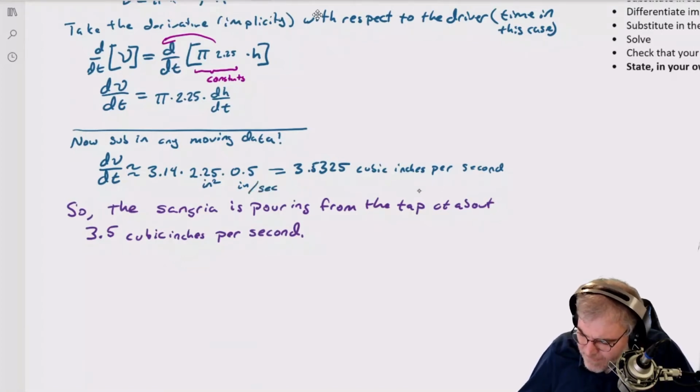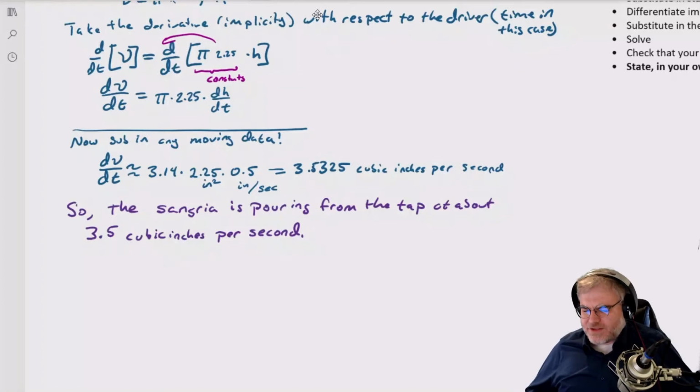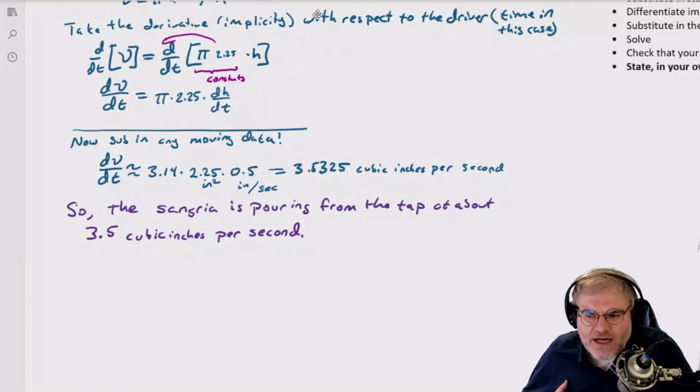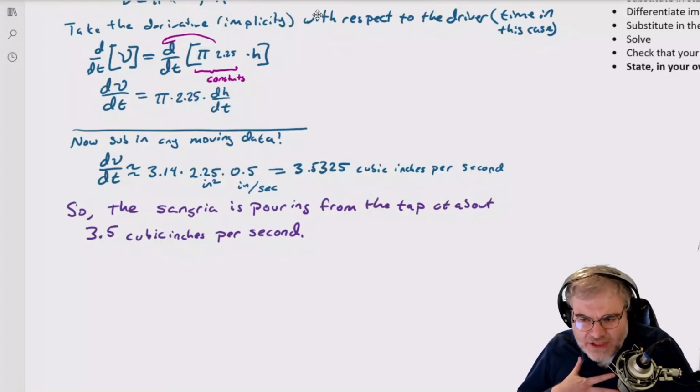And so I saw my number, and then look what I did here. I checked that my units made sense, and then I actually wrote what I meant by this. So I said the sangria is pouring from the top at about 3.5 cubic inches per second. And the reason why I write that is because I want to say exactly what I mean. I don't want the grader or the reader to interpret the sign on my units, on my answer.